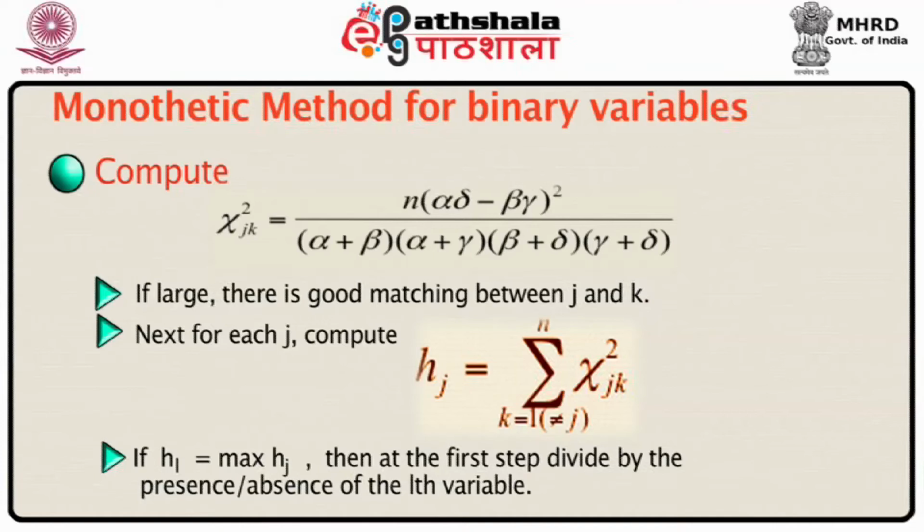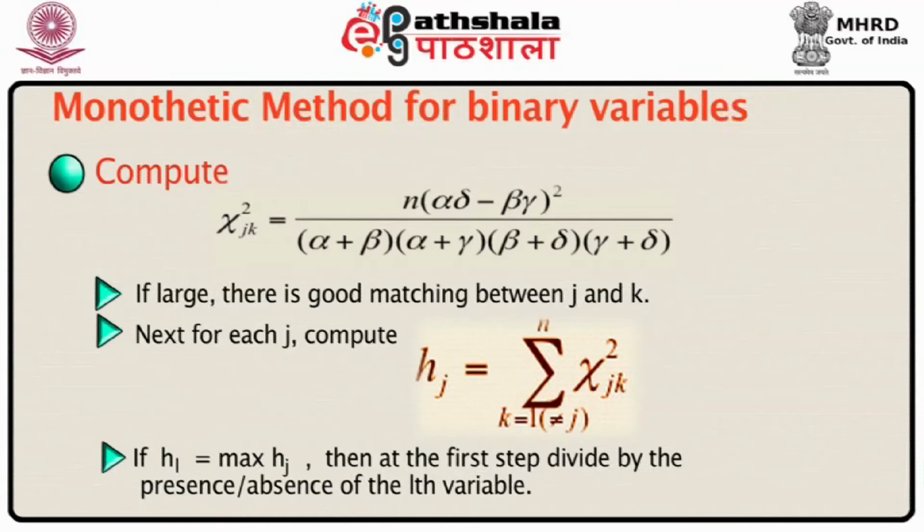Now why do you do this? If you look at the chi-square value here, chi-square jk high means that j and k are very closely related. So it really means that if I divide by k it is the same thing as dividing by j, because j will segregate in the same way as k does. Hence, if these values are high, then the segregation can be done with one of the two variables.